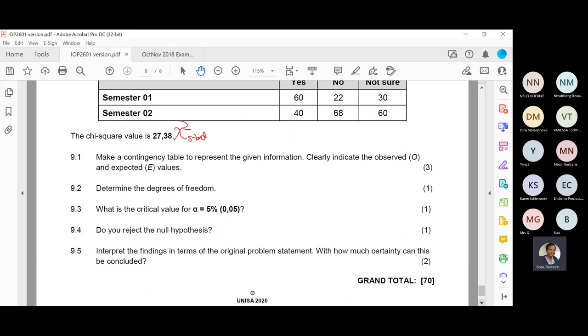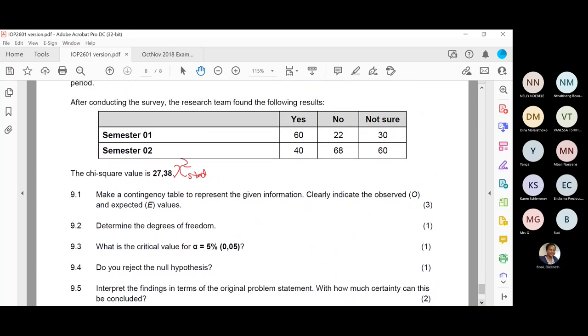9.1, make a contingency table to represent the given information, clearly indicating the observed and the expected. Since they say create a contingency table, you need to rewrite this contingency table, and somewhere you will have to tell them that these are your observed and anything in the bracket is your expected. That on your table will clearly indicate what is what. Or you can create a copy of this, say observed, and then replicate the same information here and say expected.